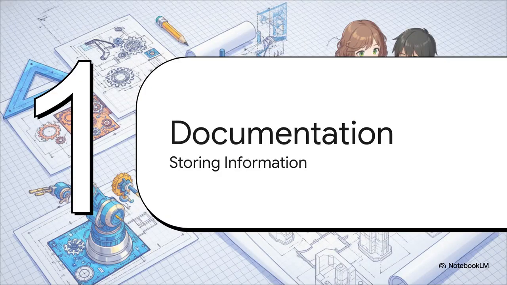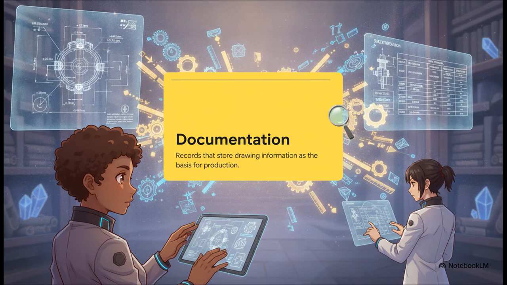And finally, Section 4, documenting for the future. This is the meticulous archiving phase. Documentation is the careful collection and arrangement of all those standardized drawings into a secure, permanent record. It stores every single piece of information, every tolerance, and every material specification. It serves as the absolute, undeniable basis for the production of any product.